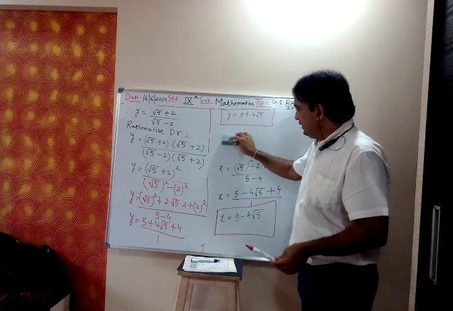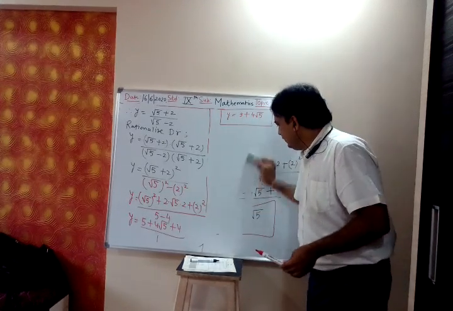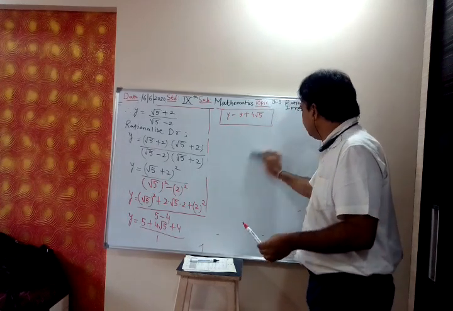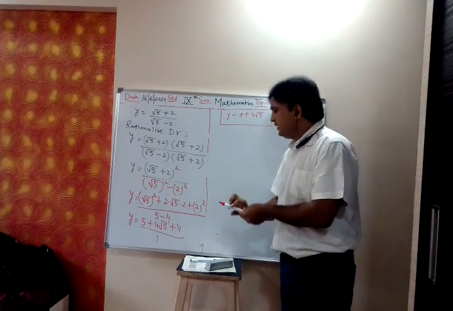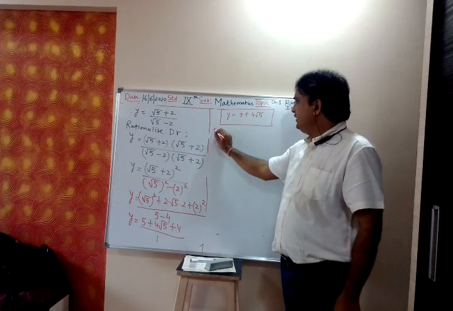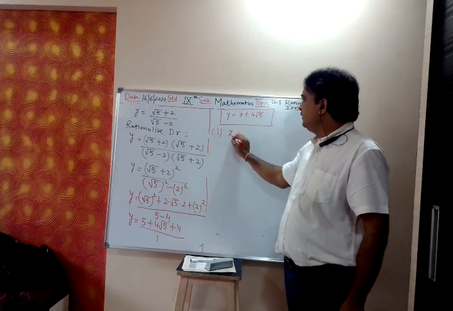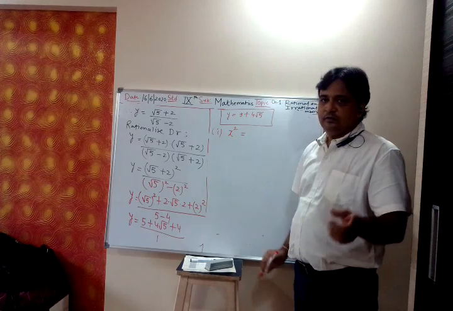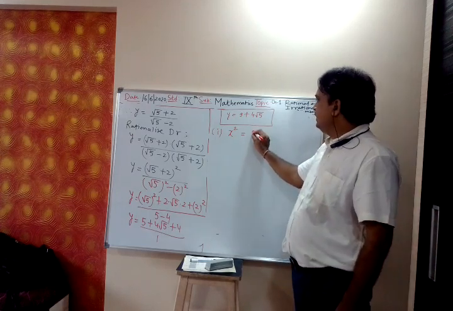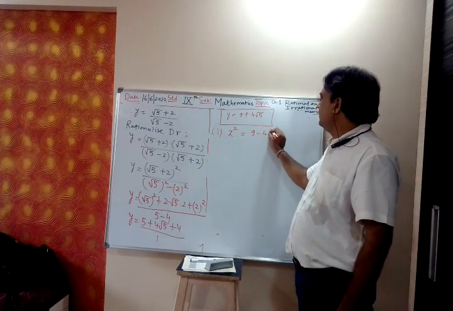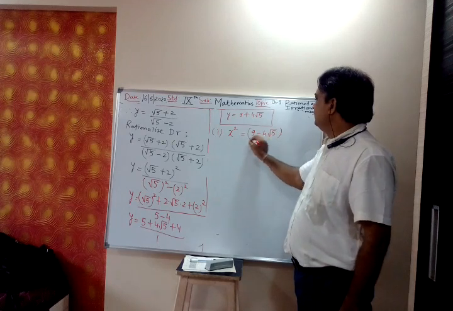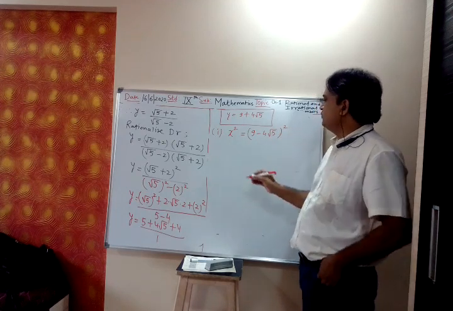Now we have x and y. Now I will find each one of them separately: x square, y square, xy. So first it is x square. What is the value of x? 9 minus 4 root 5. Square that, 9 minus 4 root 5, square this.